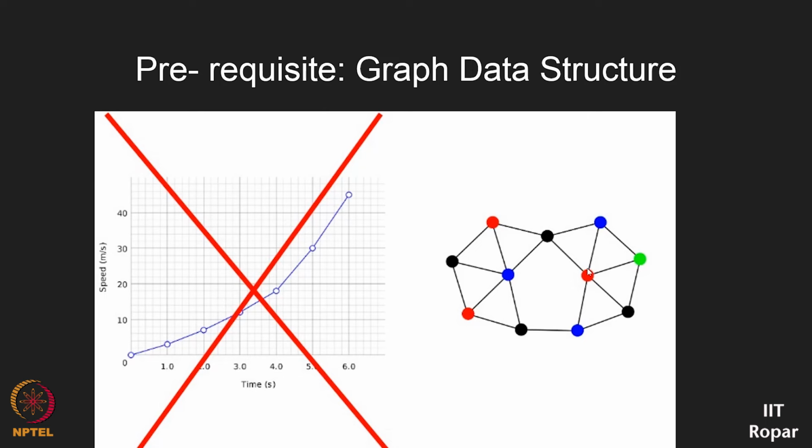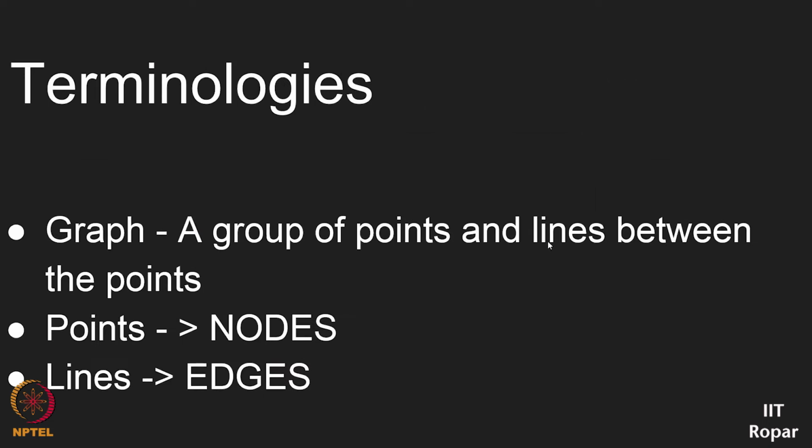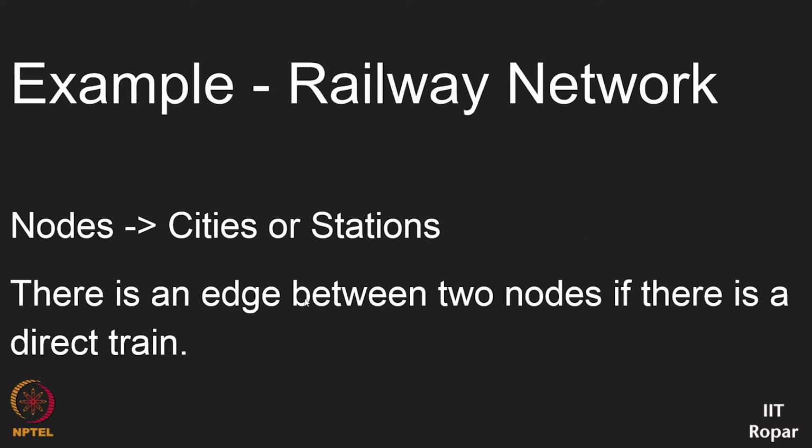We are going to call something like this, a set of a few points and lines, a graph. So basically a graph is nothing but a group of points and the lines that lie between the points. Technically, we call the points nodes and the lines edges. This is the technical terminology. To illustrate better, let me take an example.